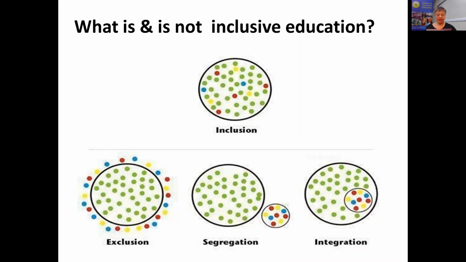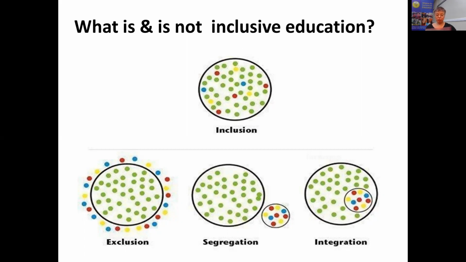You will notice a single big circle consists of green, red, blue, and yellow dots in different places. This represents all pupils and students, whoever they are, being included within mainstream education.